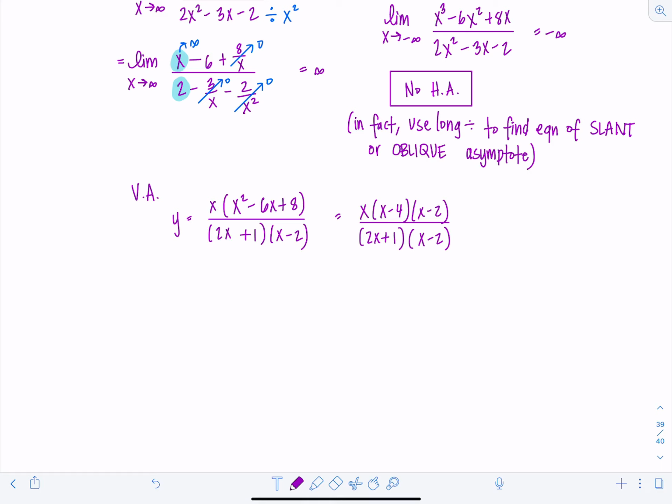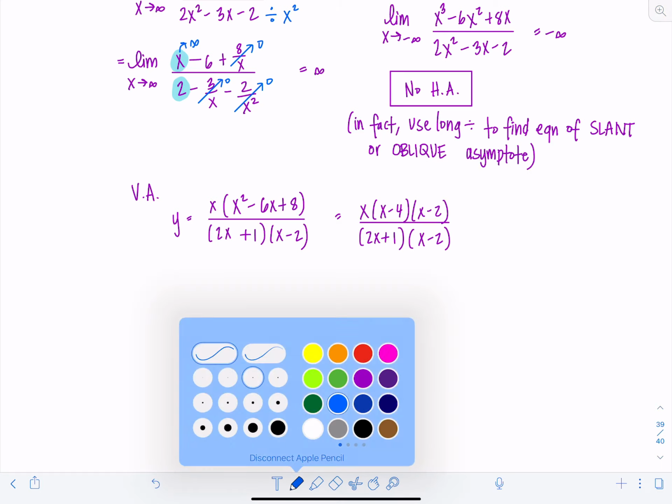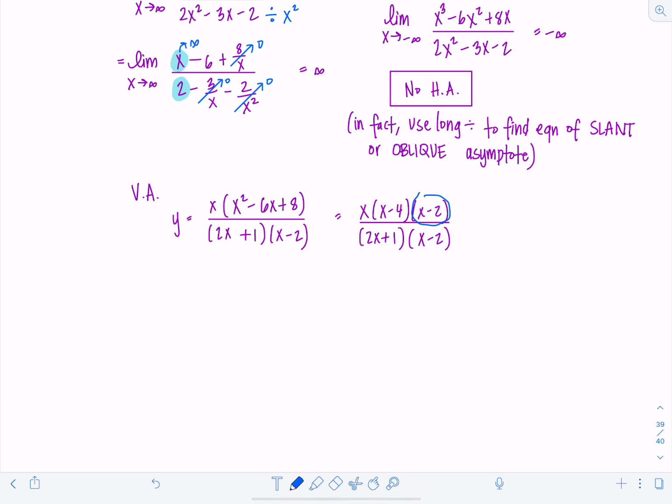All right, so what does this mean for us in terms of vertical asymptotes? Because here we have this repeated factor of x minus 2, and we said vertical asymptotes only happen where the factors of the denominator are 0 as long as they're not also factors in the numerator. So the only unique factor of the denominator is 2x plus 1. So that means my vertical asymptote, I've only got one, is that x equals negative 1/2.